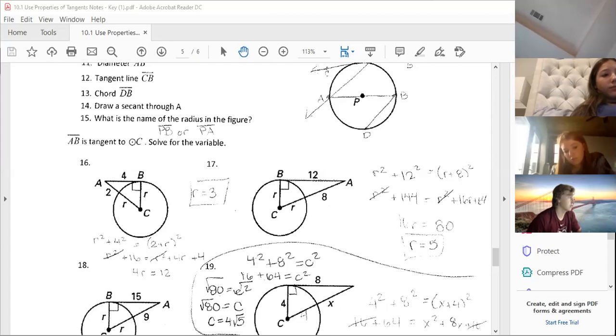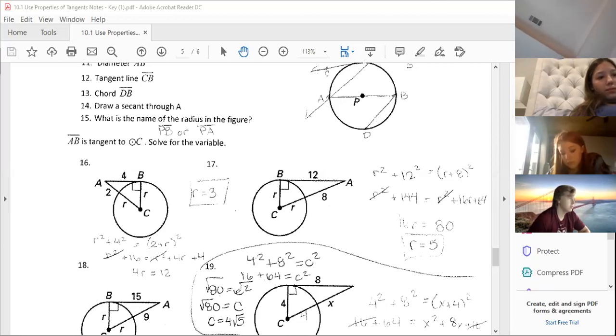So here's 19. Determining tangency. In order for AB to be tangent to the circle, we have to figure out, does it satisfy the Pythagorean theorem? Because this angle here, if it's tangent, should be a right angle. So if we did 9 squared plus 15 squared equals 18 squared, the left side of the equation should equal the right side if it's a right triangle, but it's not. So as you can see, you get 306 does not equal 324.